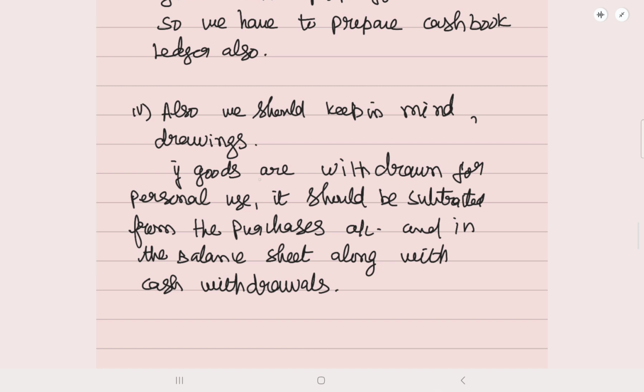Also, we should keep in mind drawings. If goods are withdrawn for personal use, it should be subtracted from the purchases account and in the balance sheet along with the cash withdrawals. This is the key point. We have to note this one. If goods are drawn for personal use, it should always be subtracted from the purchases, as well as in the balance sheet along with the cash withdrawals if any. So first we have to prepare the missing figures.